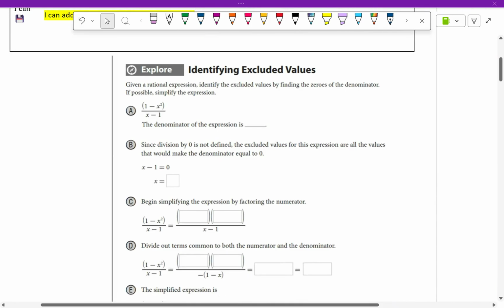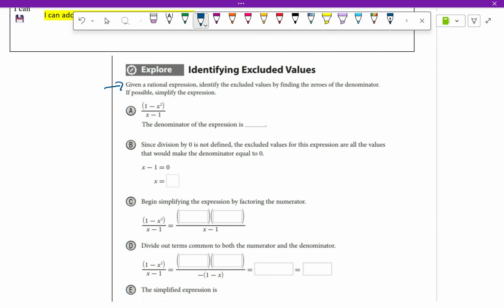Let me get there. Okay, so excluded values, does it tell us? Oh, read that sentence to yourself really quick. Okay, so that sentence that's under explore, read this to yourself. Okay, it tells you what excluded values are. It's what makes the denominator 0. Are we allowed to divide by 0? We can't divide by 0, right? Our computer explodes, our paper explodes, we divide by 0, right? We're just not allowed to do it, okay?